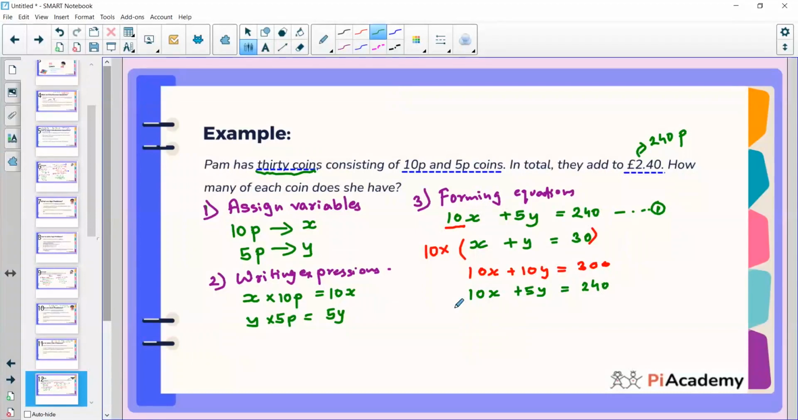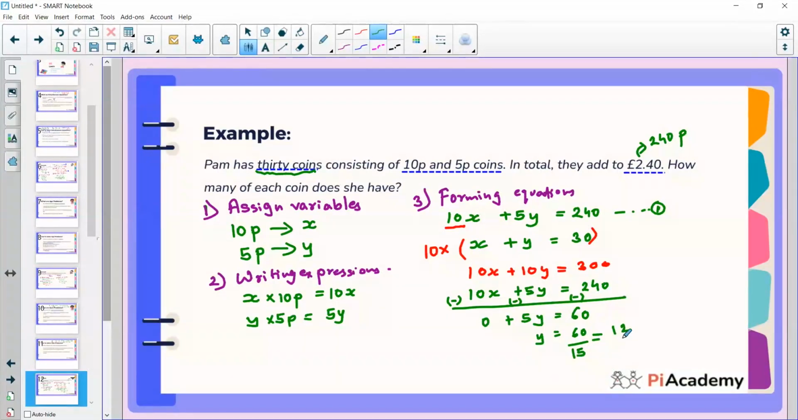240. So what I'm going to do, should I add or subtract? I need to eliminate x, so I would subtract, right? So this is subtraction. So 10x minus 10x, this is 0. 10y minus 5y is 5y. And 300 take away 240 is 60. So 5y is 60. So what would be the value of y? It would be 60 divided by 5. My value of y is 12.